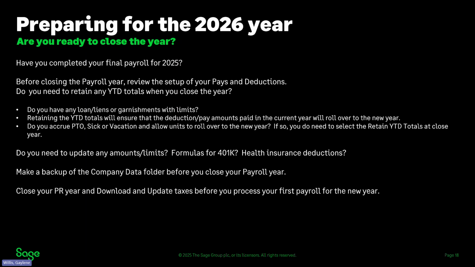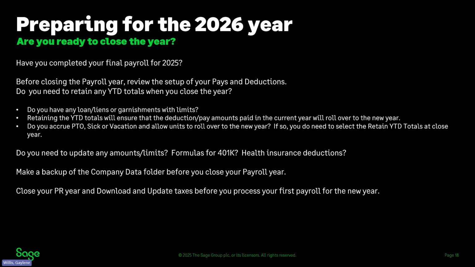Before you close the year, review your setup of your pays and deducts. It doesn't hurt to go in there and look at them again and verify everything is correct. Okay. Do we need to retain any year-to-date totals? Or if we've retained year-to-date totals, perhaps maybe an error from prior years, this would be a good time to make sure that those are set up correctly right now.